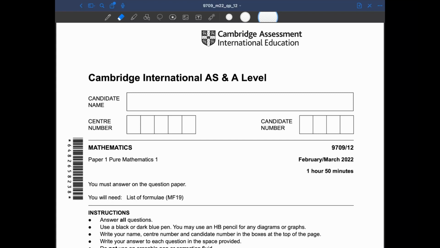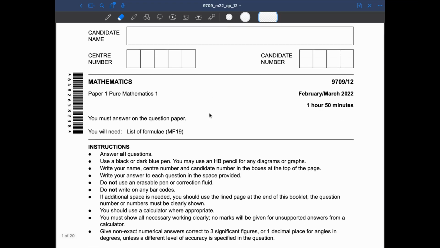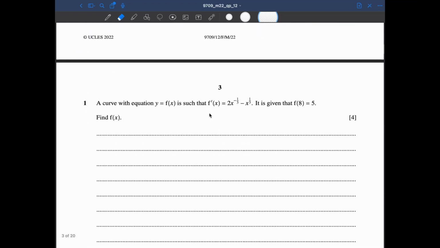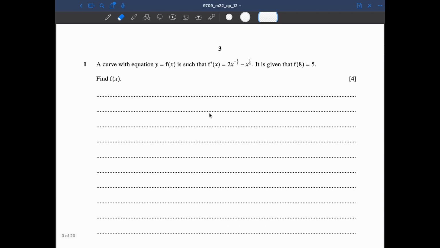Today we will be solving February-March 2022, paper 12, AS and A-level mathematics. I know that the November A-levels are coming up, so I decided to start a playlist walking through and solving past papers to help out people.